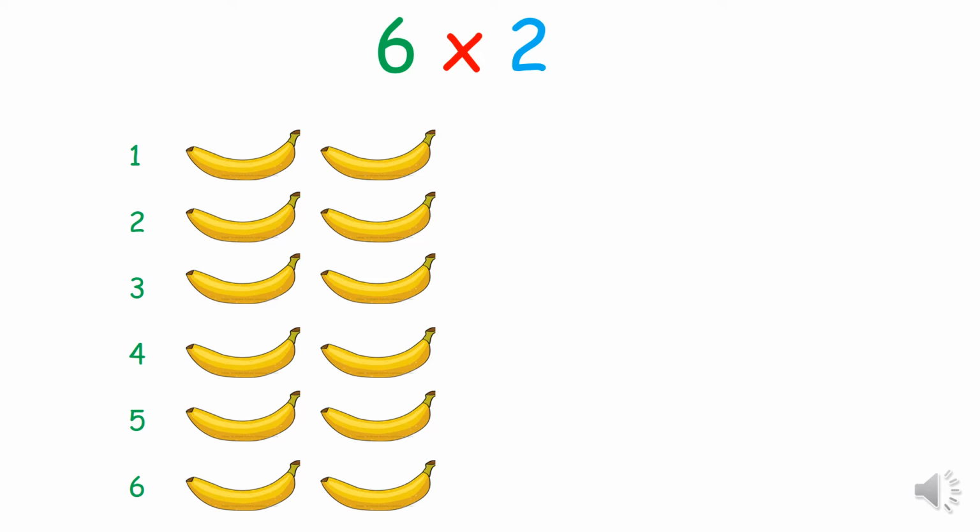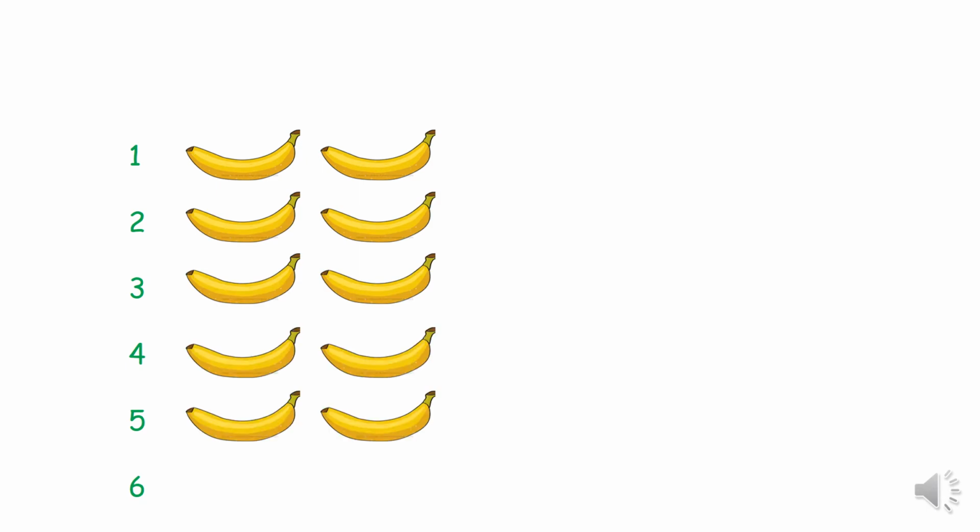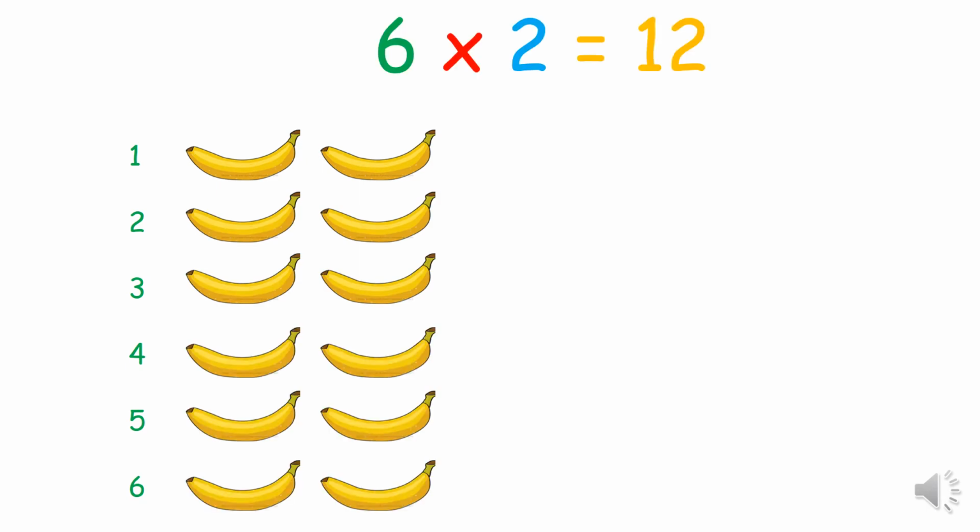Now we need to work out the repeated addition number sentence. 2 plus 2 plus 2 plus 2 plus 2 plus 2. Now we can count them in twos to work out the answer. Let's count the bananas in twos. 2, 4, 6, 8, 10, 12. We have 12 bananas in total. So our number sentence says 6 times 2 equals 12. Our product is 12.